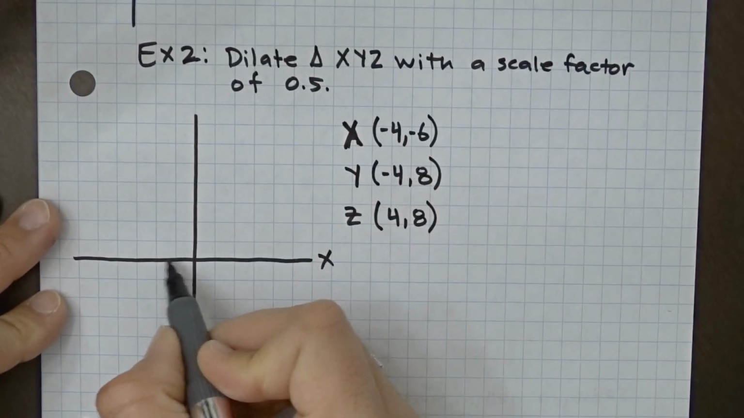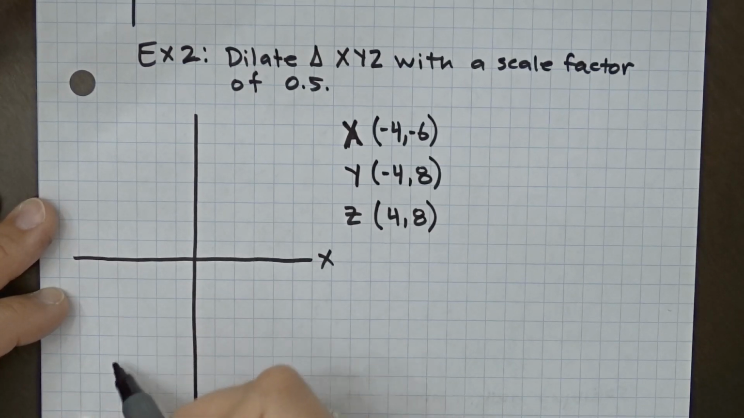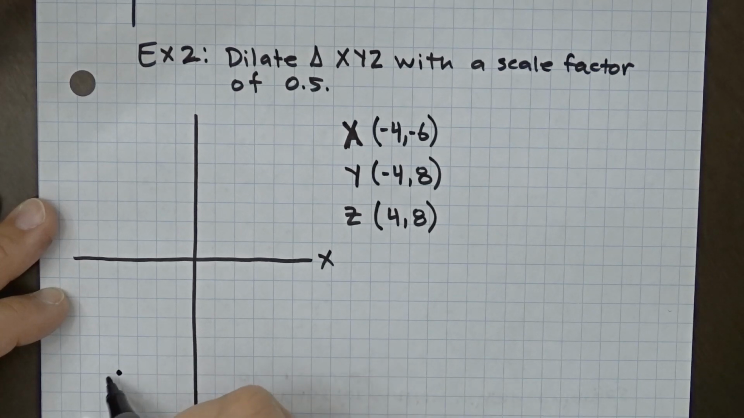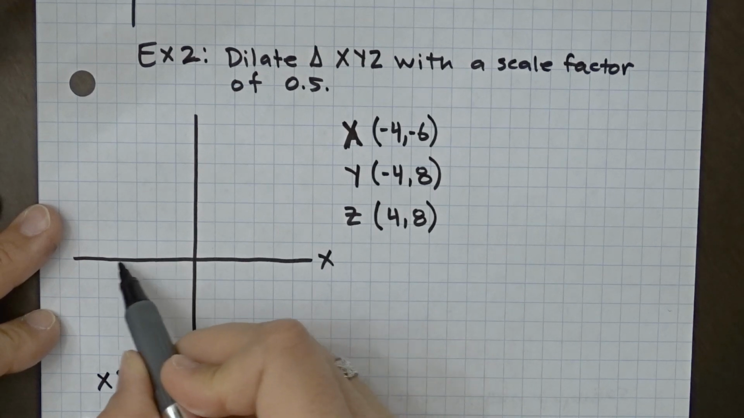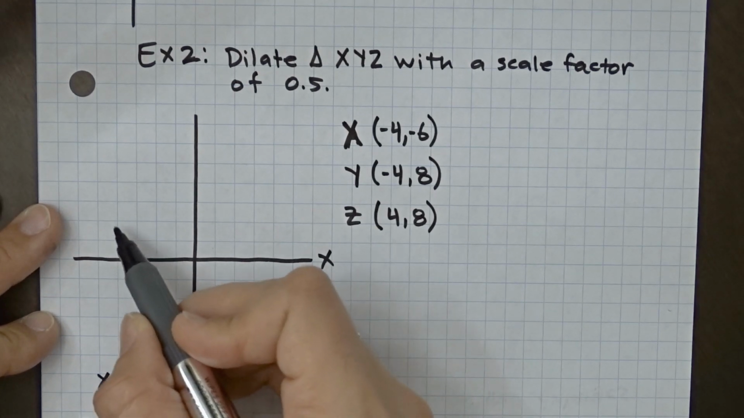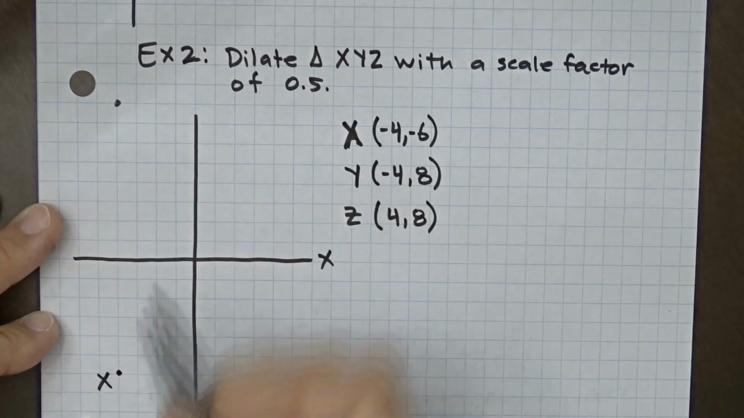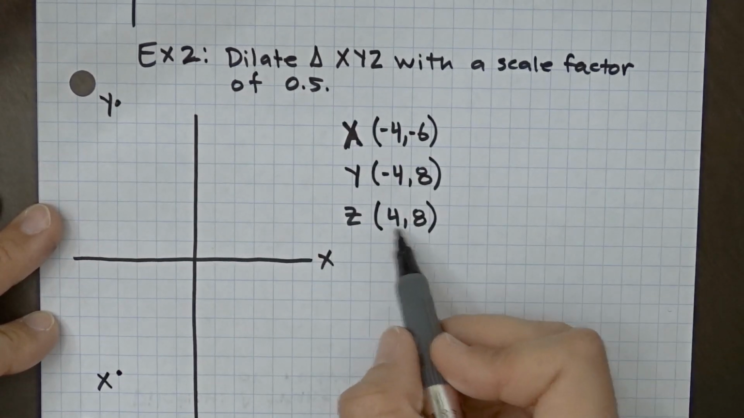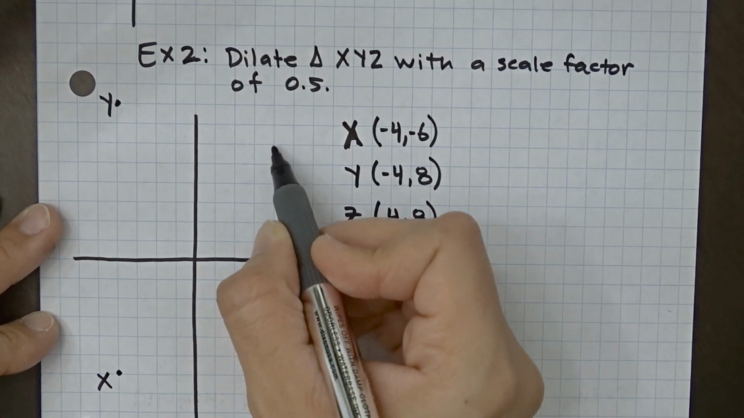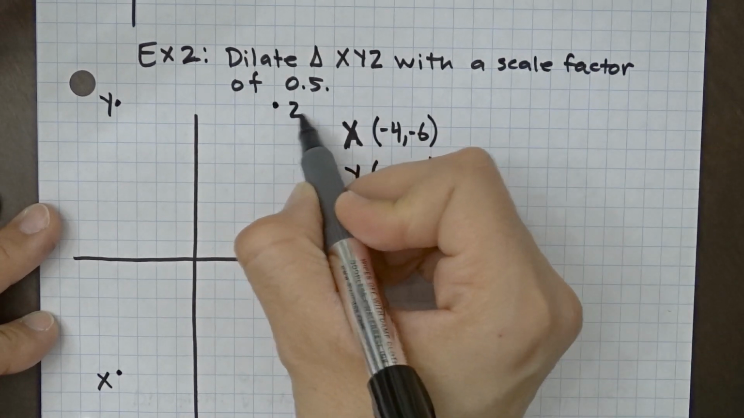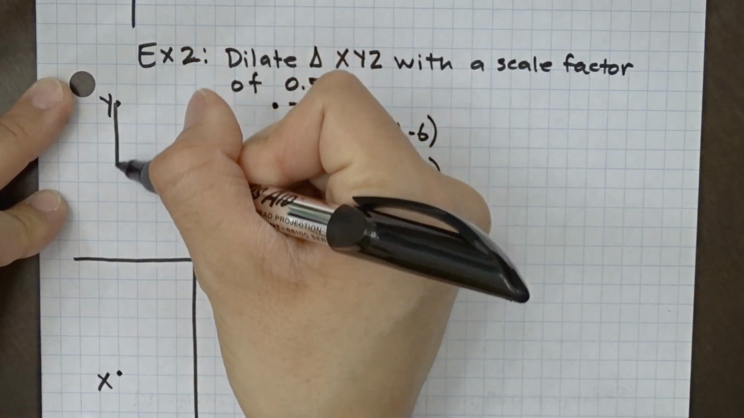So negative 4, 1, 2, 3, 4. Negative 6, 1, 2, 3, 4, 5, 6. That is X. Negative 4, 8. 1, 2, 3, 4. Positive 8 up. 1, 2, 3, 4, 5, 6, 7, 8. It's very large. And 4, 8. 1, 2, 3, 4. 1, 2, 3, 4, 5, 6, 7, 8. And that's Z. So this is a very large triangle.